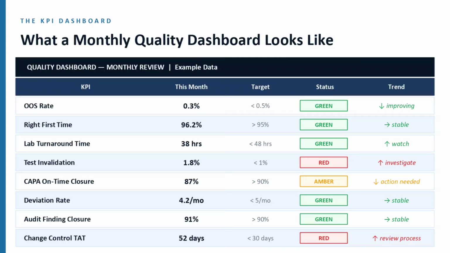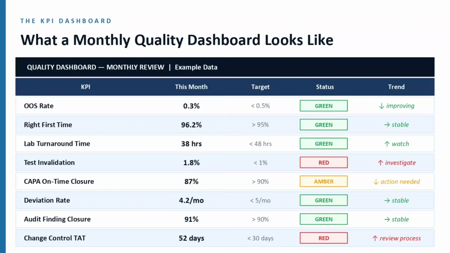Right first time is 96.2% against a target of 95%. Green. Stable. Lab turnaround time is 38 hours against a 48-hour target. Green. But the trend shows it is creeping upward. That upward arrow means watch this carefully. It is still in target, but it is moving in the wrong direction.